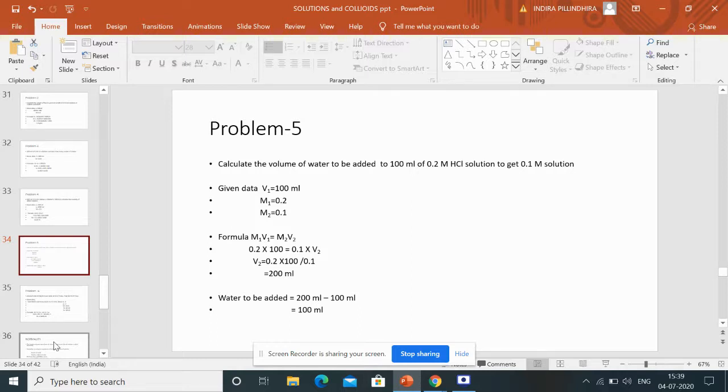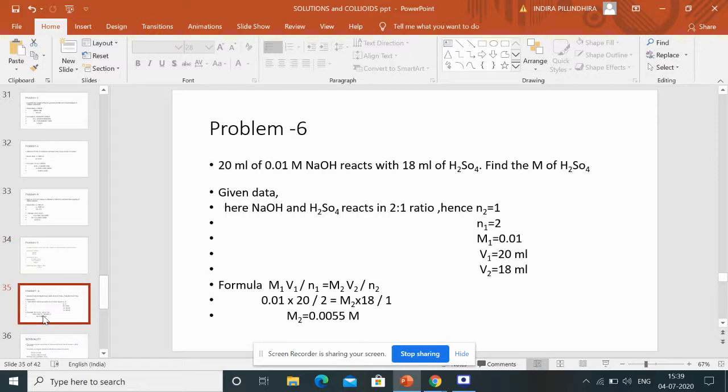Okay, now we'll move to the next type of problem. Problem number 6. 20 ml of the 0.01 M NaOH reacts with 18 ml of H2SO4. Find the molarity of the sulfuric acid. So by reading the problem, we have come to an understanding that this problem is based on neutralization. That means there is one acid and there is one base. So first you should write out the data.